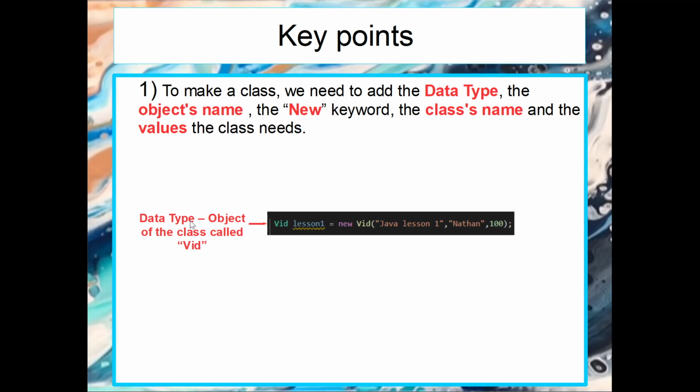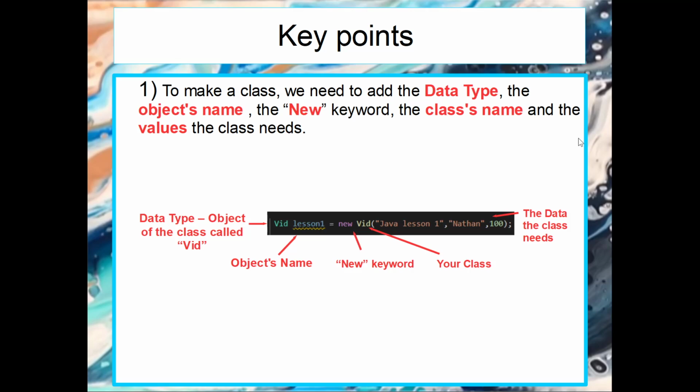So the data type, this is the object of the class. We're saying that this is going to be an object, but what kind of object? It's going to be the object that represents the class. Then we're going to have the object's name. This can be called whatever you want. Then we have the new keyword, and then the name of the class that you create. So this and this should be the same. Lastly, you need to add any values that the class needs.